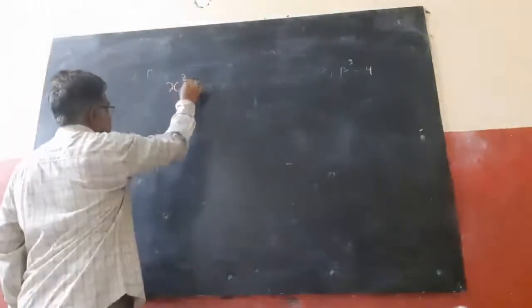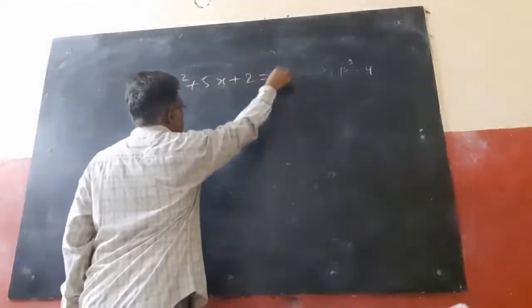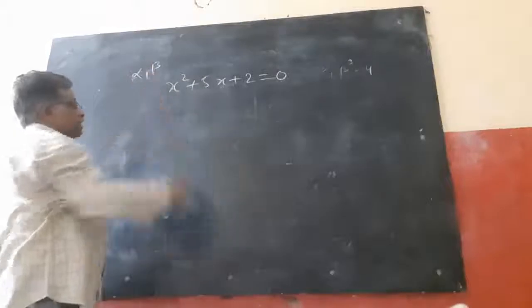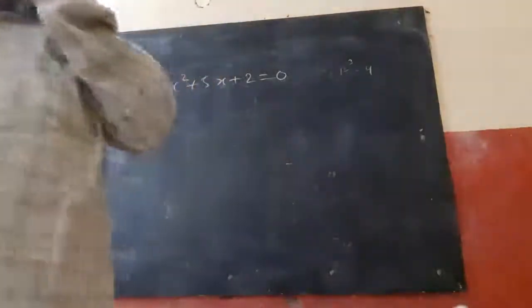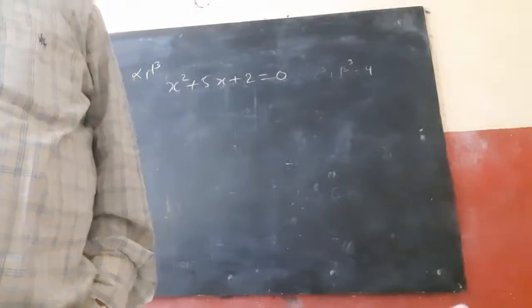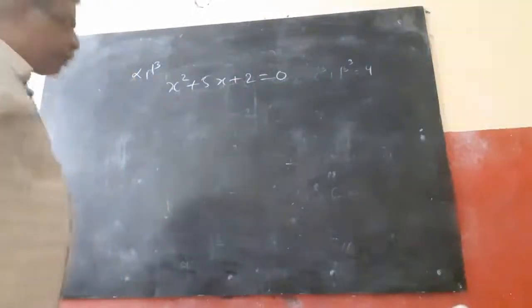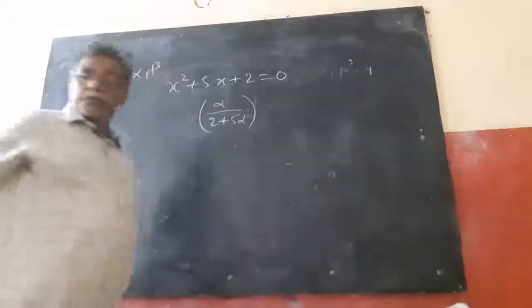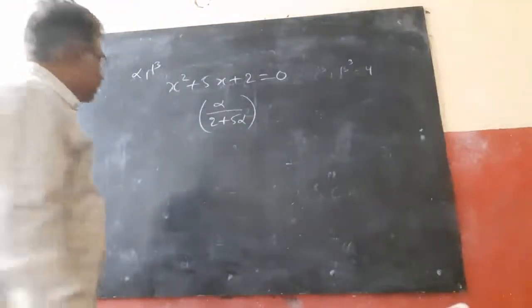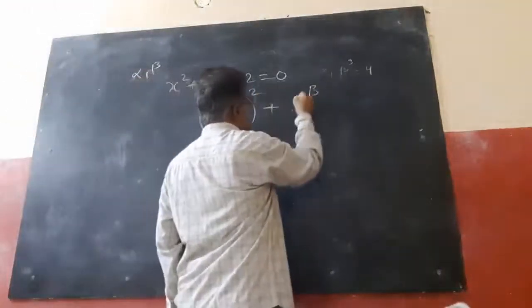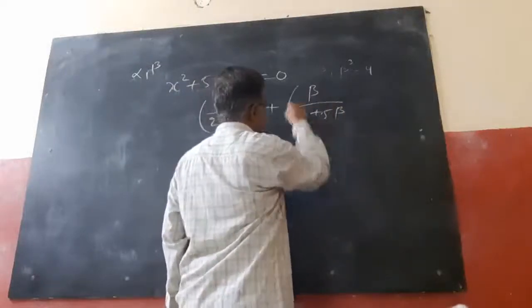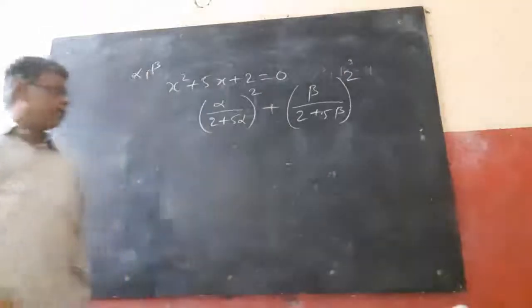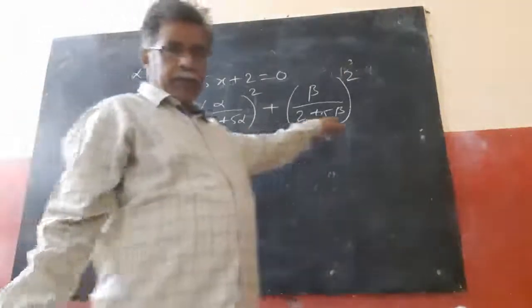One more sum on 2018. If alpha, beta are the roots of the equation x square plus 5x plus 2 equal to 0, then the value of alpha by 2 plus 5 alpha whole square plus beta by 2 plus 5 beta whole square.